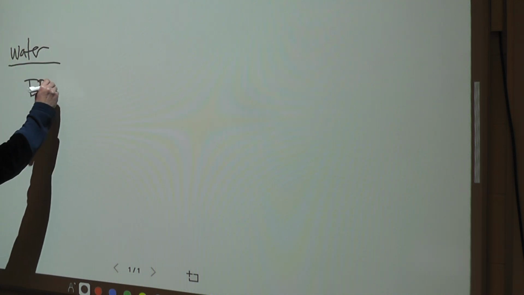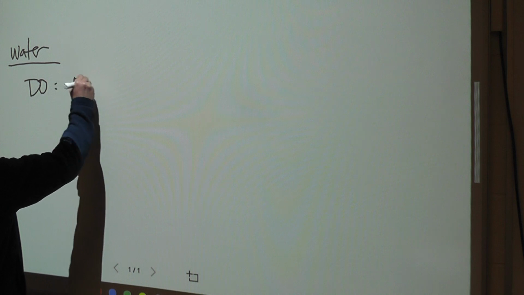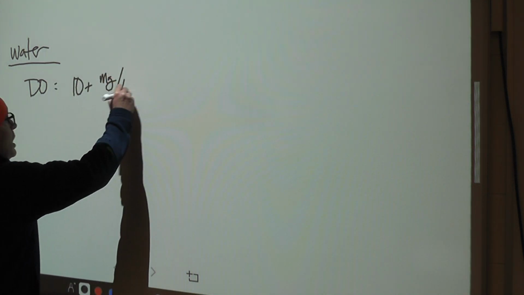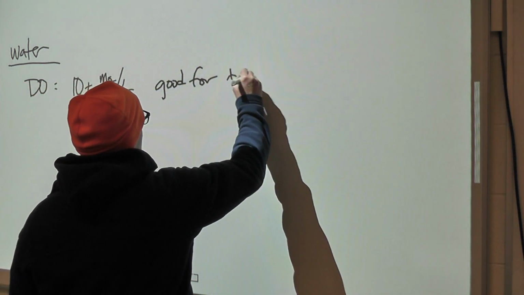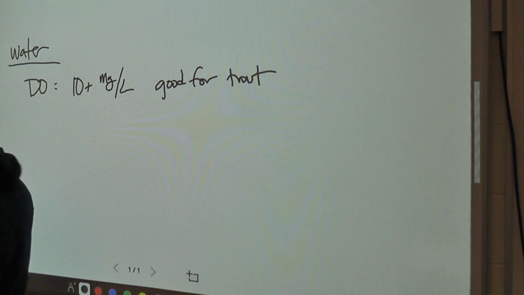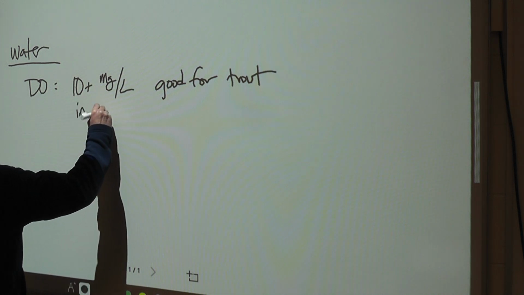So let's start with water. I'm just going to talk a little bit about something that has to do with biology called water quality. One of the things that we look at is DO. And in general, what we're looking for is somewhere around 10 plus milligrams per liter in order to support trout or salmon populations in streams or creeks. So this is good for trout or salmon in a creek.